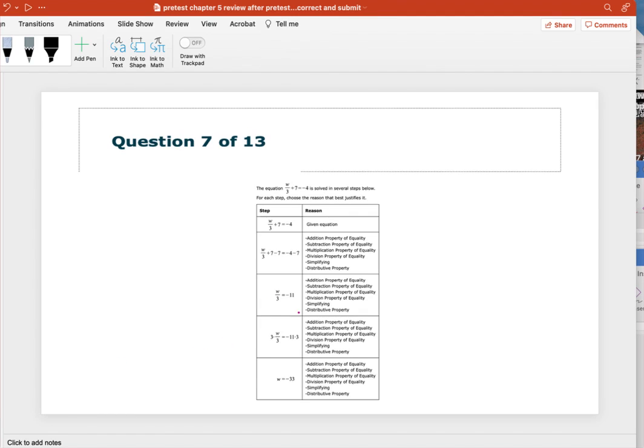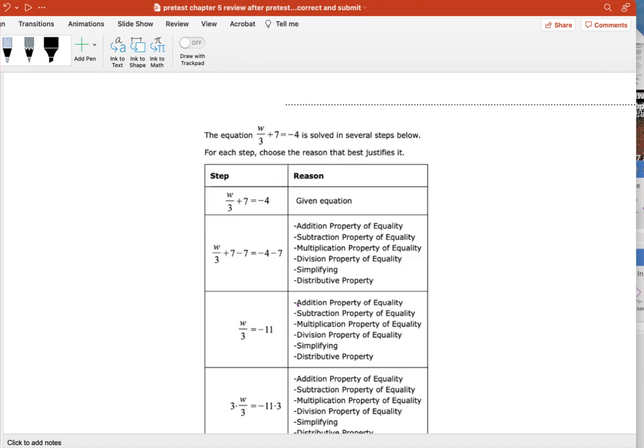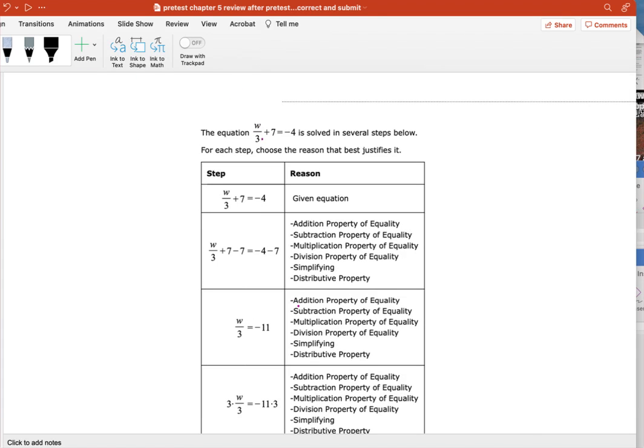Okay, now this one's a little bit small, so I'm going to see if I can get it up a little bit. There we go. The equation w over 3 plus 7 equals -4 is solved in several steps below. For each step, choose the reason that best justifies it. You did not have to solve this one. They were showing you the steps here. All you had to do was go and say, okay, what's happening between here and here that I need to tell the name of, okay? So w over 3 plus 7 equals -4. That was the original problem. So they called that given equation, and they gave that to you.